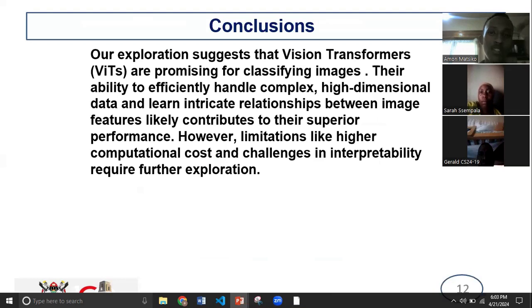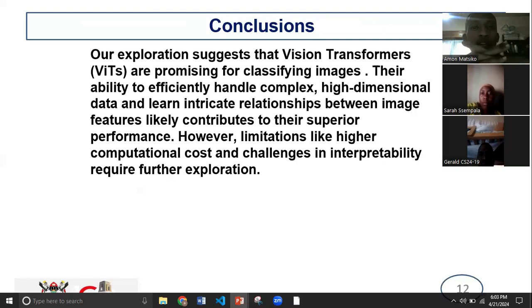To give a conclusion of what we presented, we've seen that Vision Transformers are promising in classifying images because they attain high accuracy and are able to capture all the dimensions of the data. This enables us to see the relationship between the image features, unlike the other types of models.